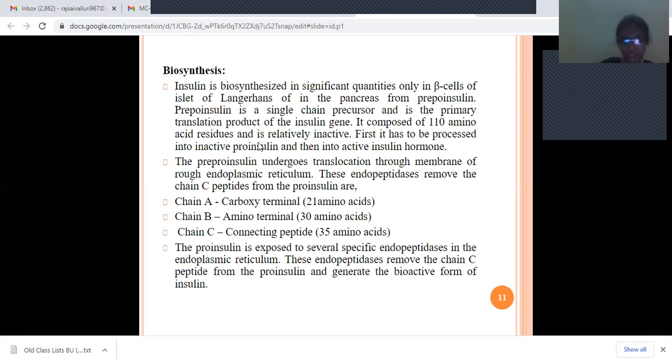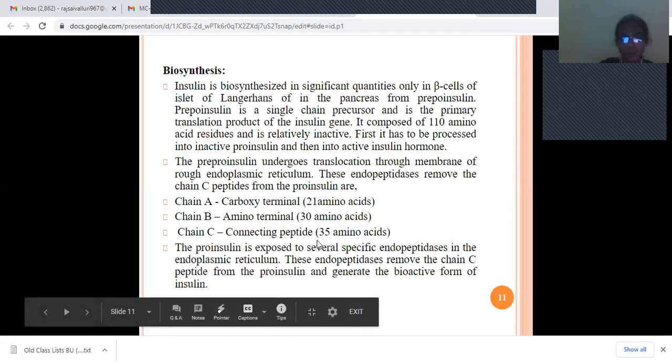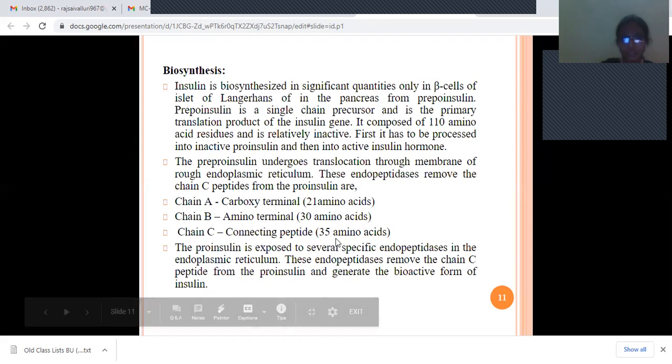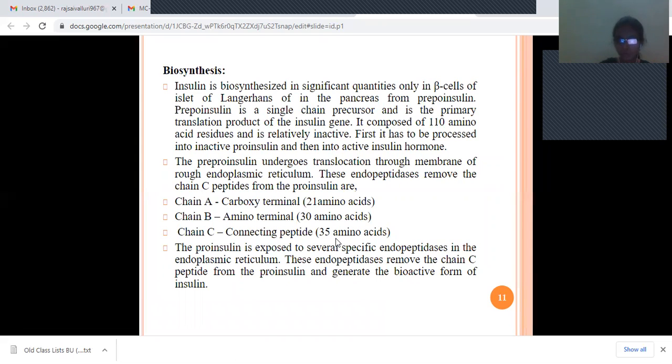So chain A is the carboxy terminal. It contains 21 amino acids. See here, chain A, carboxy terminal, 21 amino acids. Chain B is amino terminal, 30 amino acids, and chain C is the connecting peptide, which contains 35 amino acids. Proinsulin is exposed to several specific endopeptidases in the endoplasmic reticulum. So it will remove chain C from the proinsulin and generate the bioactive form of insulin.